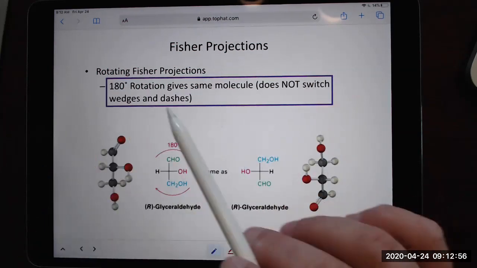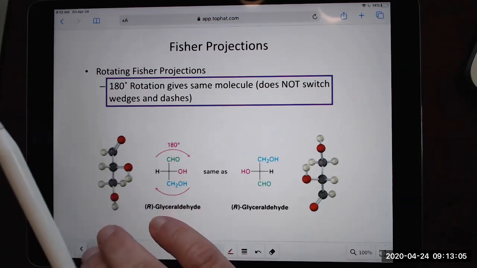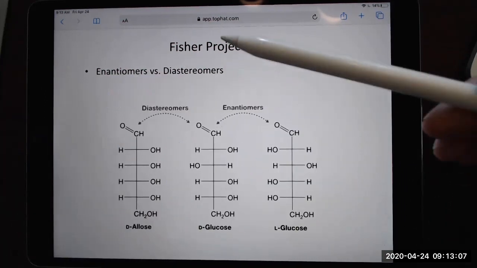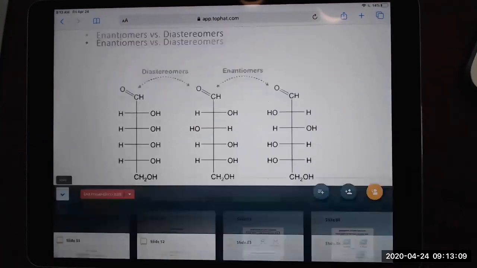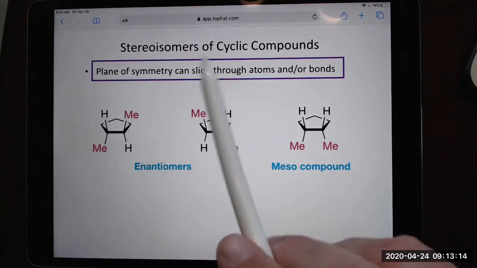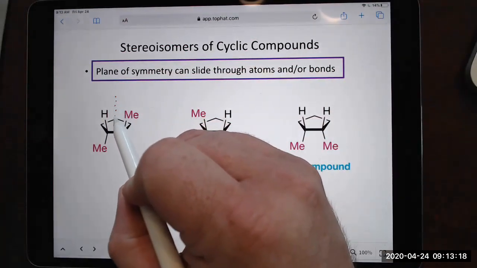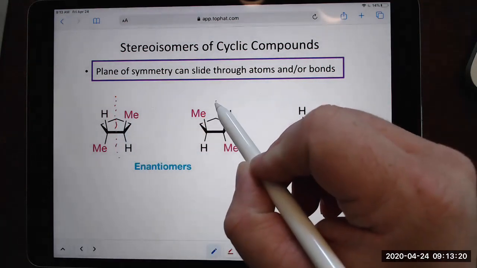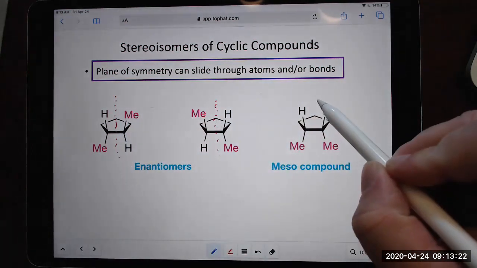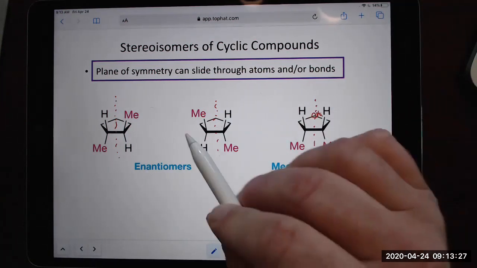If you rotate it 180 degrees, all the wedges are still wedges, all the dashes are still dashes. So it's just the same molecule, just rotated around. Now, with cyclic compounds, don't forget that the plane of symmetry for these meso compounds can slice through an atom. It can slice through this CH2 here.